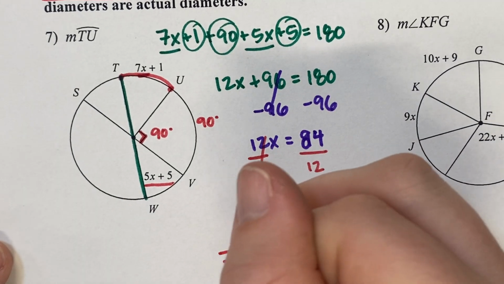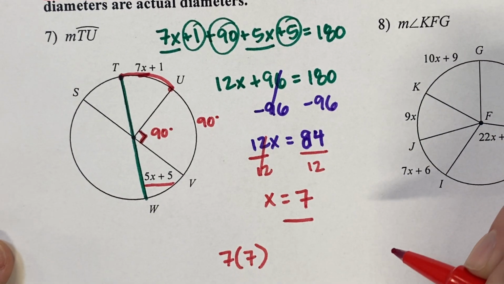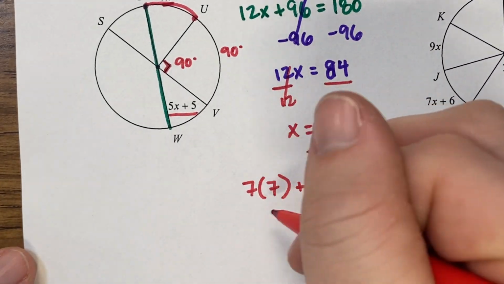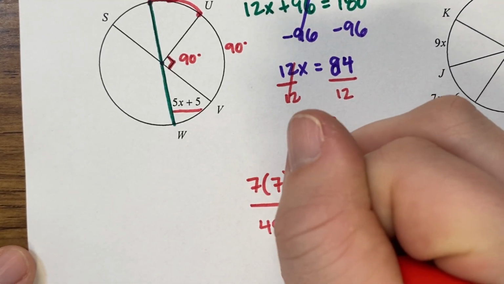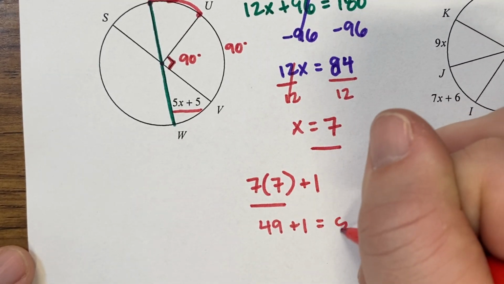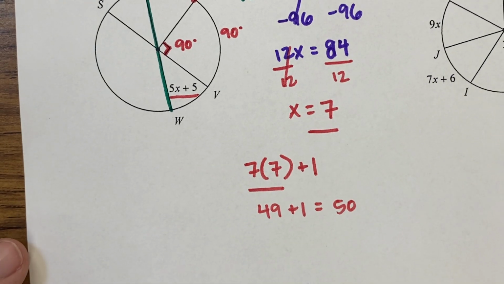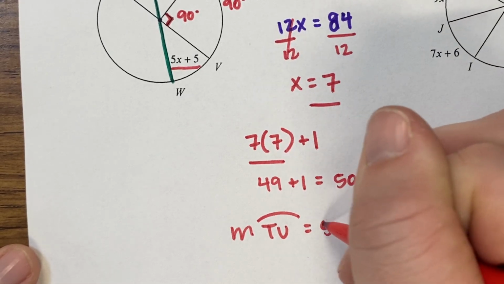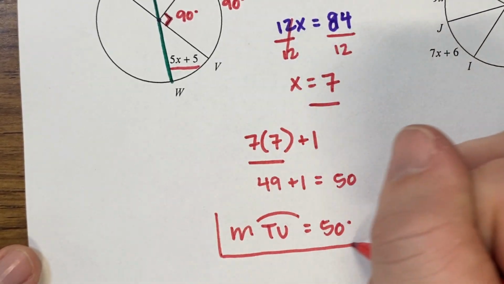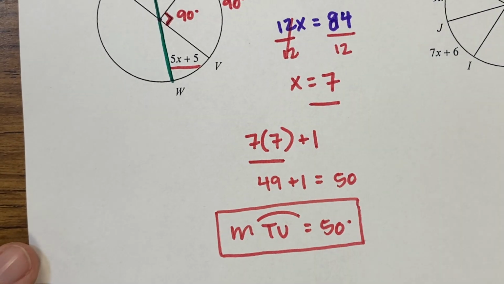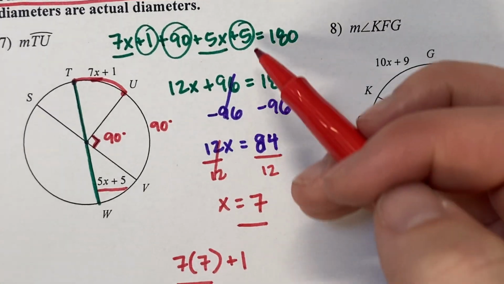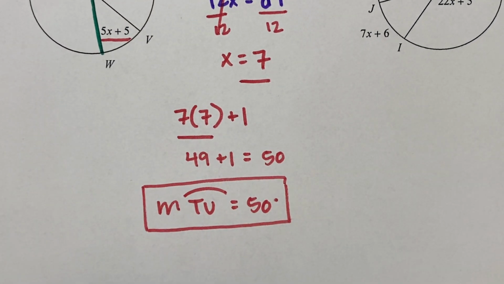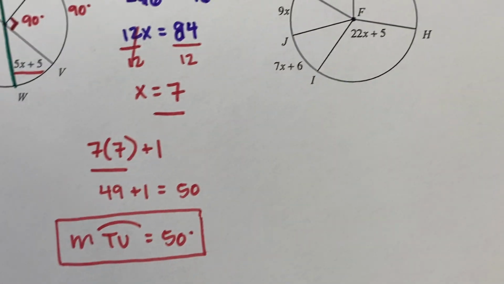Okay, so now I have 7 times x, but now it's 7 times 7, because that's what we found for x, plus 1. Okay, 7 times 7 is going to give me 49. Plus 1 is 50. So we write our final answer. The measure of arc TU is equal to 50 degrees. Okay, so we had to find x using all those steps, plug x back in to find the measure. Awesome job. Let's do that one more time.